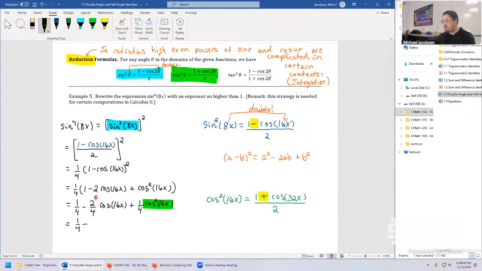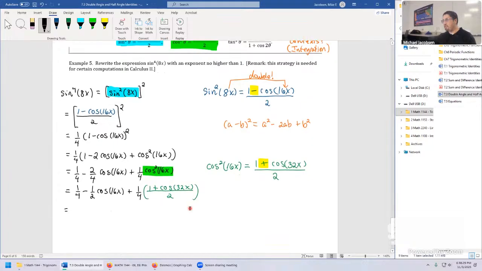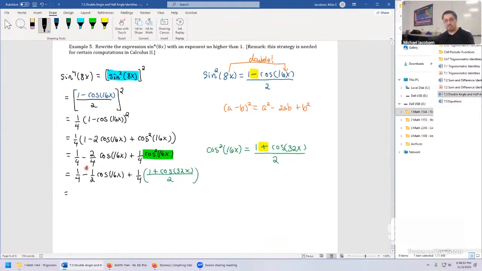We can reduce this fraction to a negative 1/2 cosine 16x plus 1/4 times the group 1 plus cosine 32x. And then this is all divided by 2. So going further, let's scroll a bit for the extra real estate. We have 1/4 minus 1/2 cosine 16x. This 2 here can factor out to multiply the 1/4. So now it's a 1/8. But we've got to put a sign in the middle.